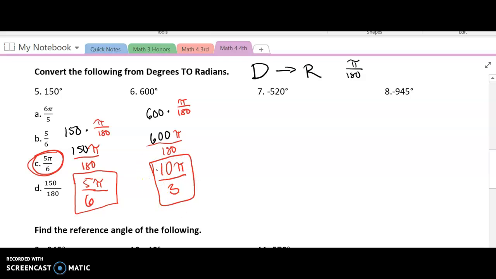So that's how I'm going to convert from degrees to radians. You use that fraction, you reduce, and you keep that sign. So again, I have to point out for 7 and 8, there are negatives attached to my degrees. So our most common mistake is going to be forgetting that negative. So really make sure you remember the negatives.